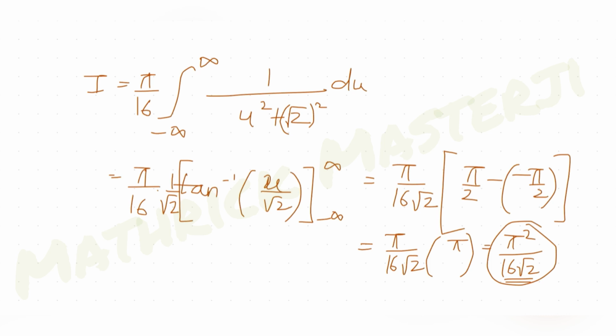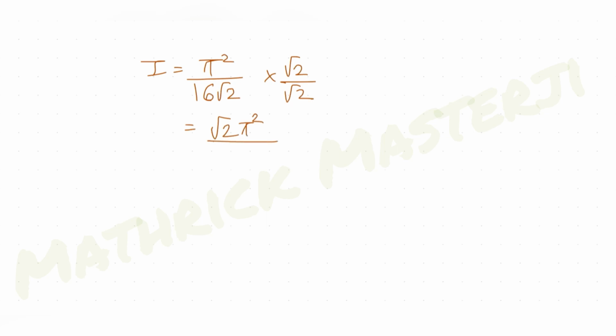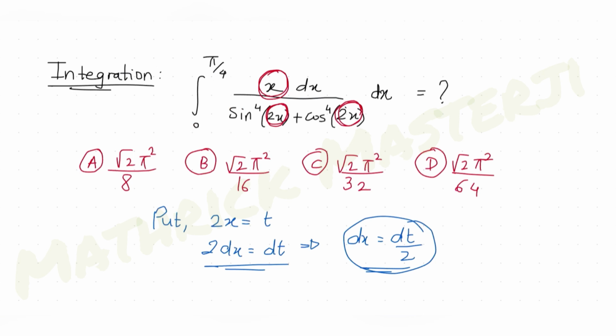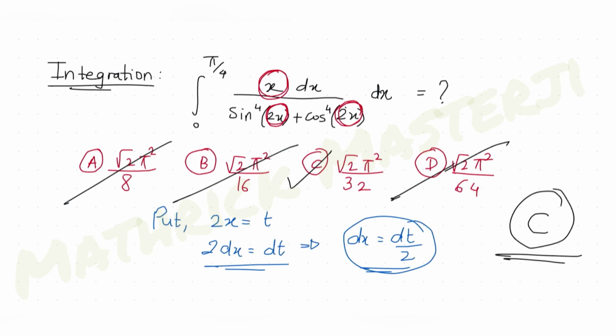If I further try to solve it, we need to rationalize it, because a root cannot be in the denominator. So pi square over 16 root 2, multiplying numerator and denominator by root 2, I get root 2 pi square over 16 into 2, which is 32. So root 2 pi square over 32 is the answer I get for the question. And if I see the answer choices, the options match root 2 pi square over 32, so it should be option C. So C is the correct answer for this question.